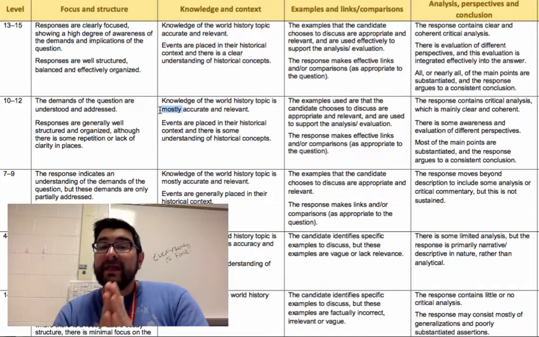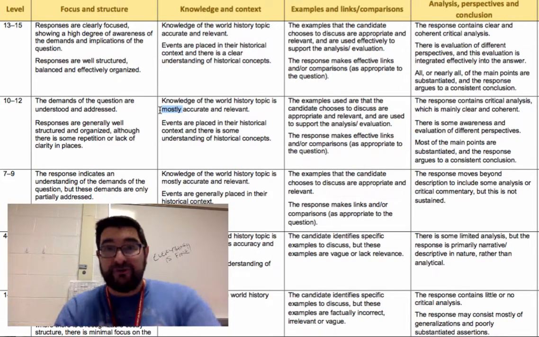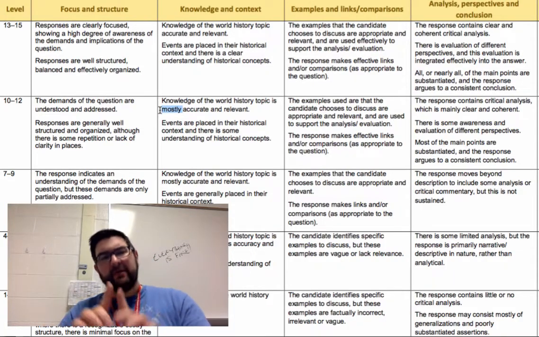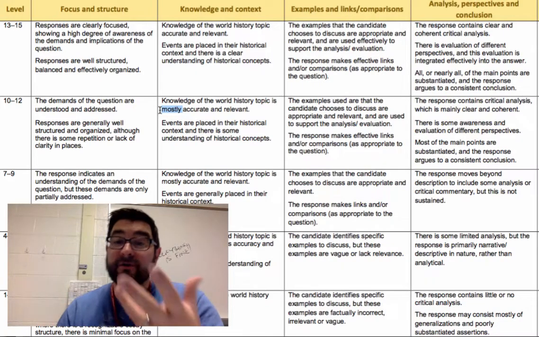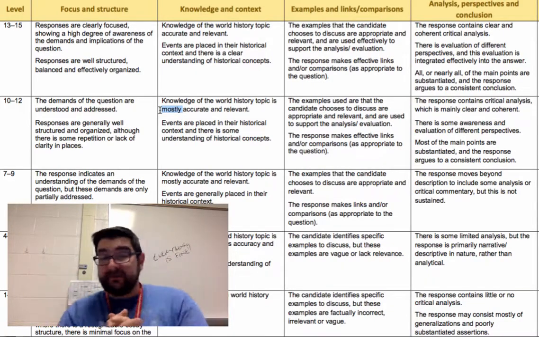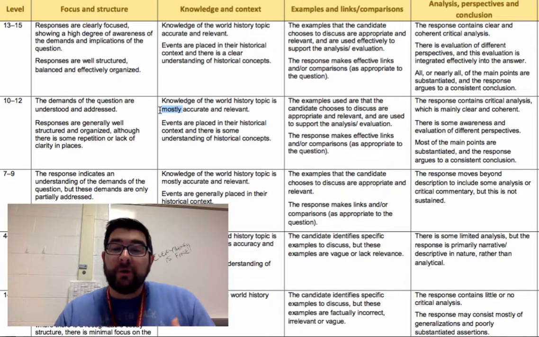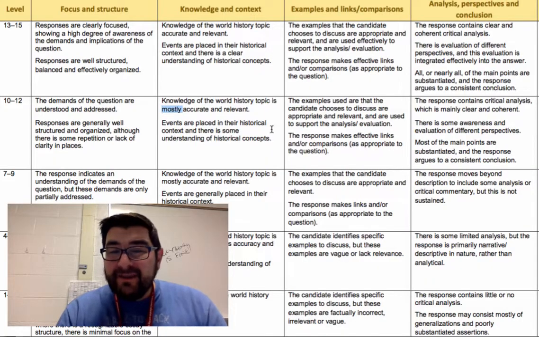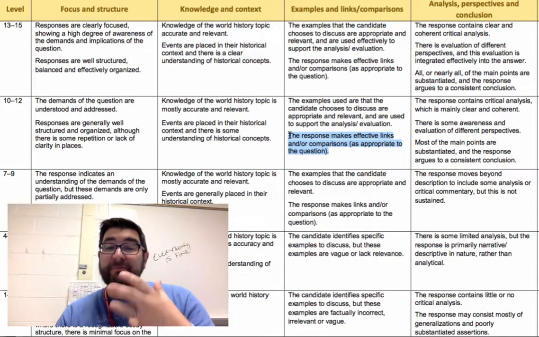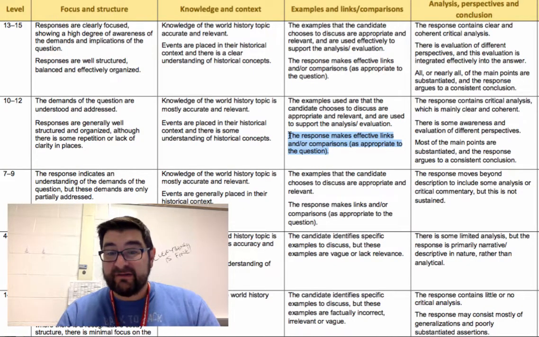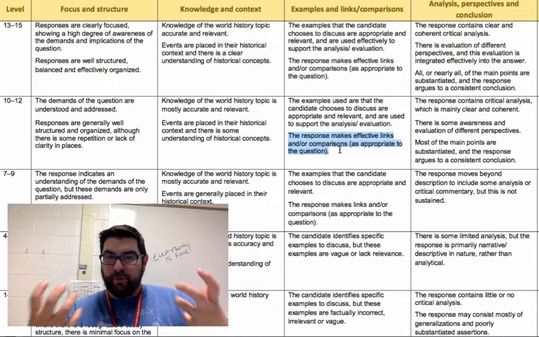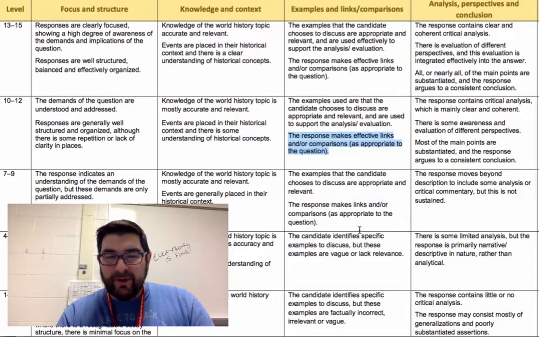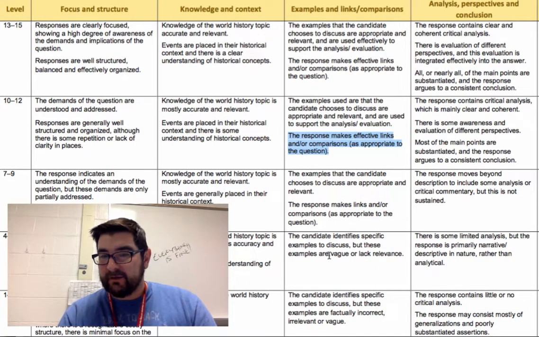When we're looking at examples and links and comparisons, you've got to make sure that you pay attention to what the question's asking. If it asks you for wars in 2 regions, give them wars in 2 regions. If it asks you for leaders in 2 regions, you give them leaders in 2 regions. Make sure your examples are appropriate to the question being asked. And then this is what a lot of students lose out on. The response makes effective links or comparisons. If you don't make links between whatever 2 leaders or 2 wars you're talking about, you could drop all the way down to the 4 to 6 mark band on this particular question.